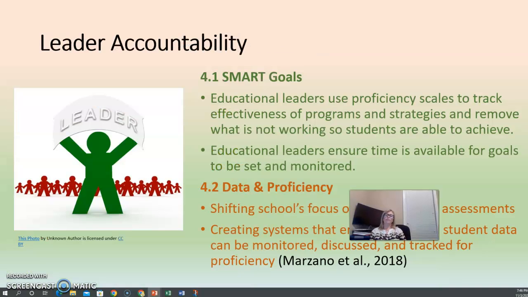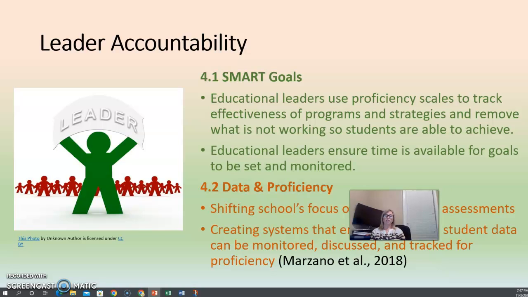Leader accountability. 4.1 SMART goals. Educational leaders in a building should use proficiency scales to track the effectiveness of programs and strategies and remove whatever is not working so that students are able to achieve. This would involve them looking at each program in place and making sure that they are using their finances in a way that supports achievement. Educational leaders ensure time is available for the goals to be set and monitored by the faculty of the school.